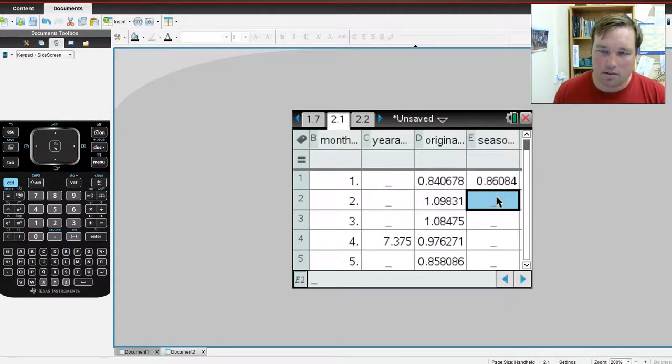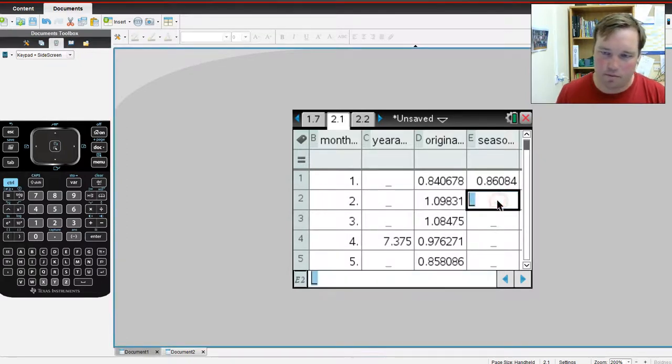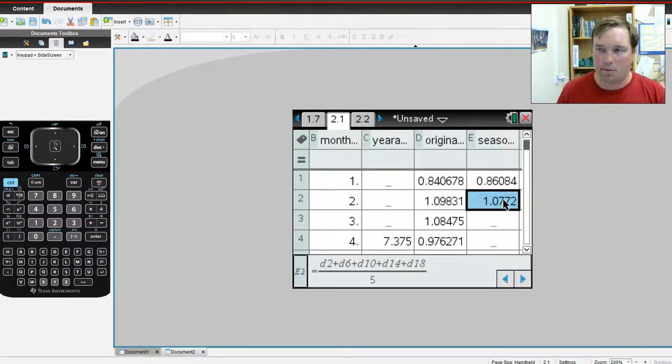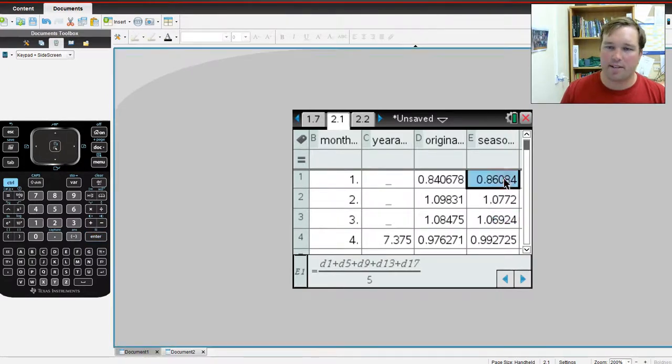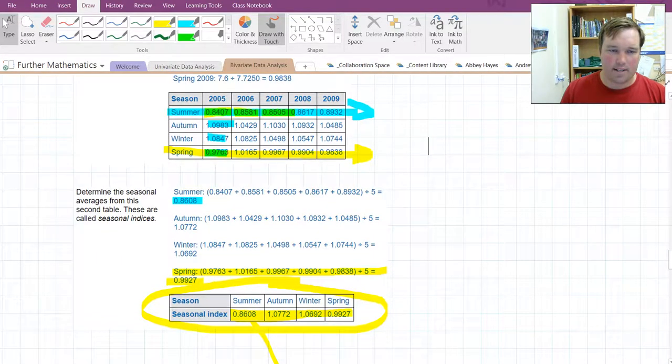Let's do it for the next season in. What are we at? Autumn. Equals D2 plus D6 plus D10 plus D14 plus D18 divided by 5, etc, etc, etc. I'll pause this and come back. Alright, finally, we've calculated the seasonal indices. 1, 2, 3, 4, so 0.86, 1.07, etc.